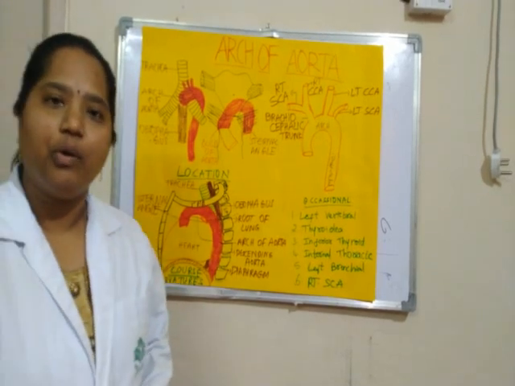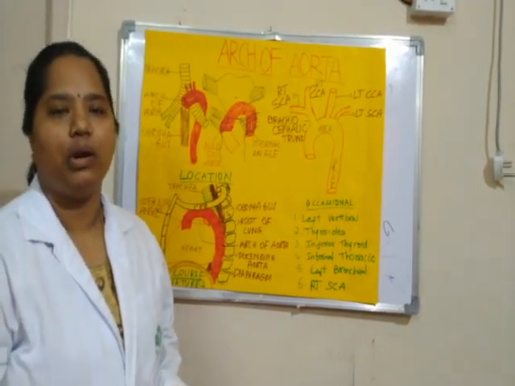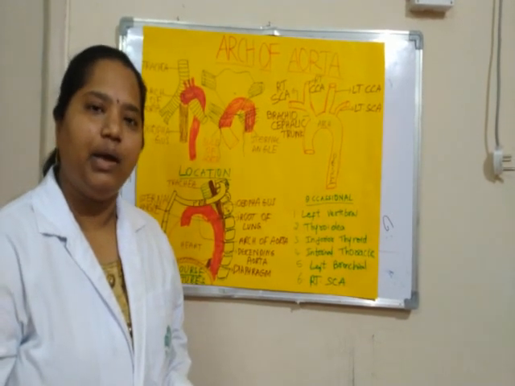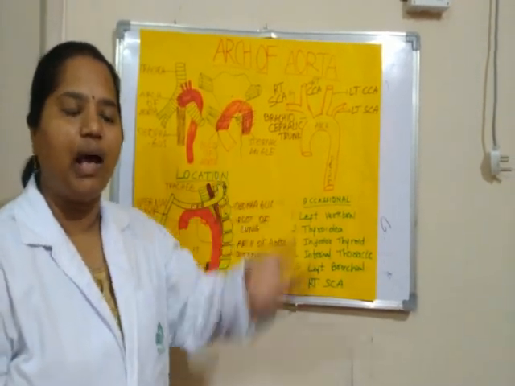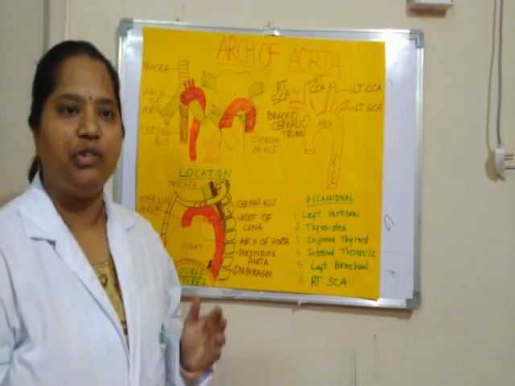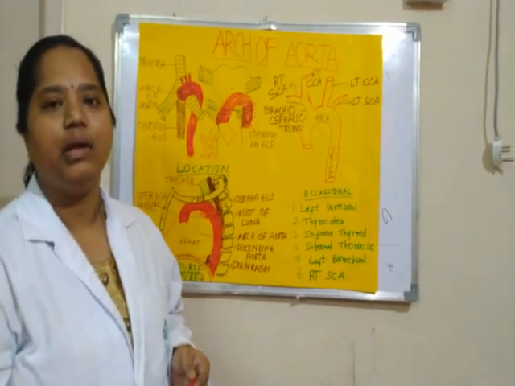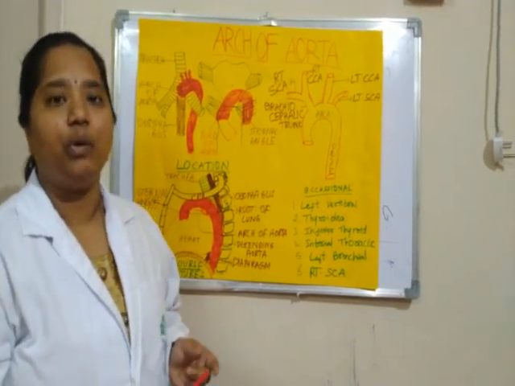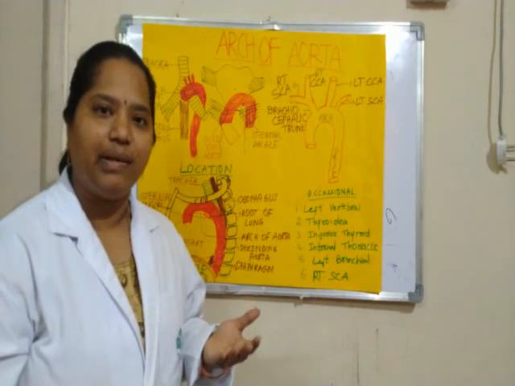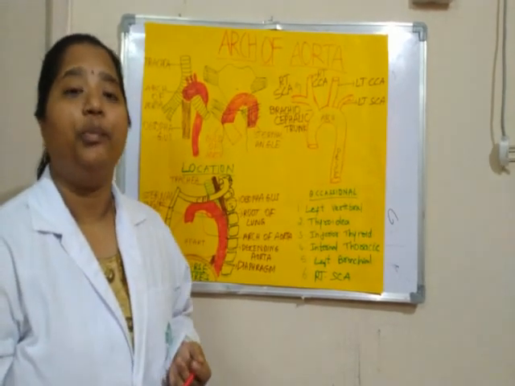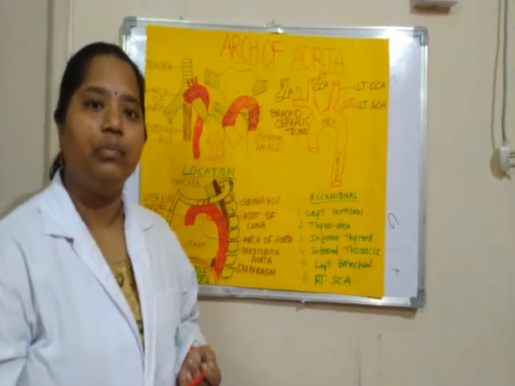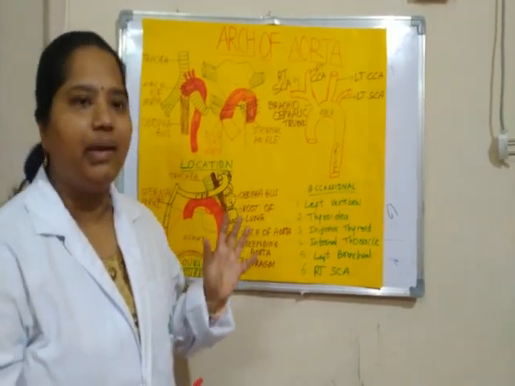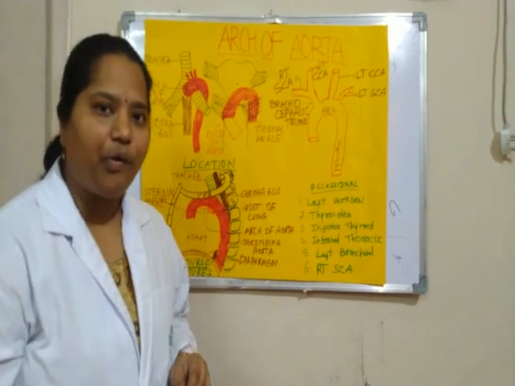So arch of aorta is a part of aorta. It is continued from ascending aorta. So ascending aorta continues as arch of aorta, and arch of aorta distally continues as descending aorta, or more specifically descending thoracic aorta. This descending thoracic aorta continues down into the abdomen after piercing the diaphragm as abdominal aorta, which is a very small part. So today's topic is arch of aorta.